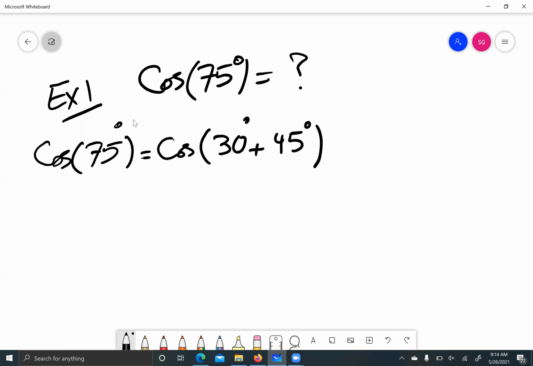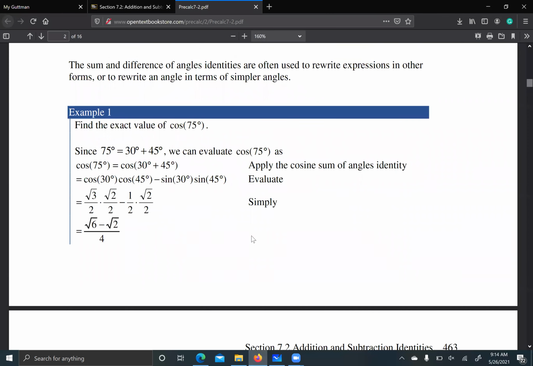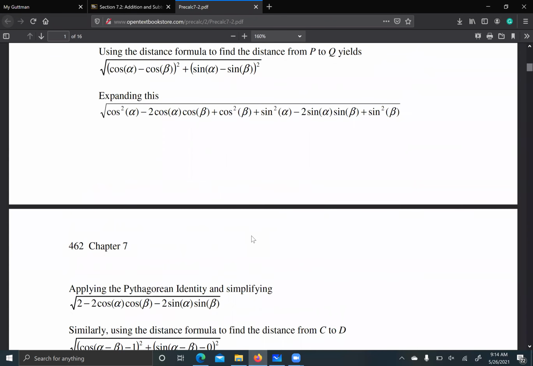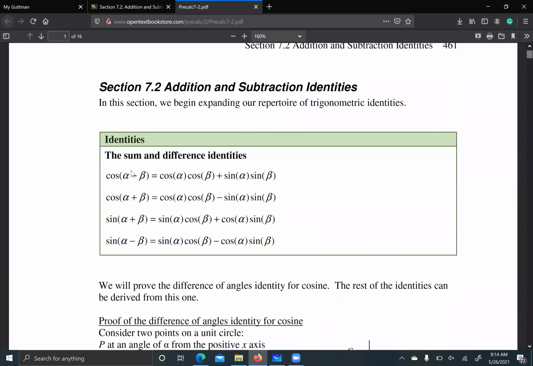So if we can use one of the identities in order to rewrite this in terms of cosine and sine of 30 and 45, then we will be done. What do we have here? We have the cosine of the sum of two angles. This is the sum of 30 and 45 degrees. So I'm going to use the sum identity for cosine, which is the second identity.